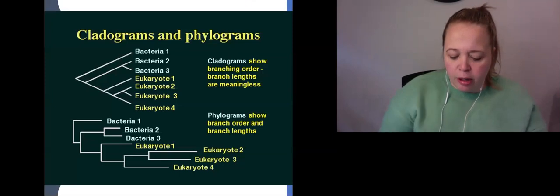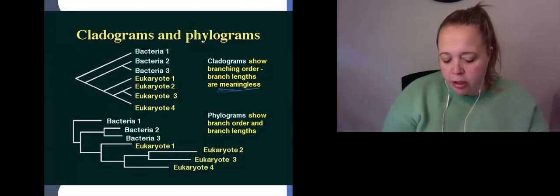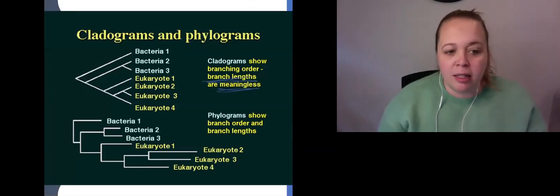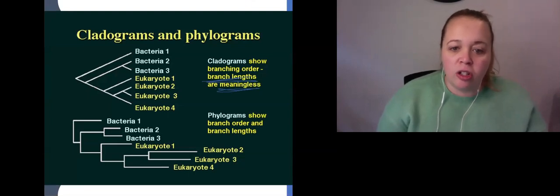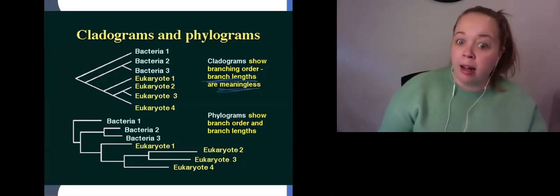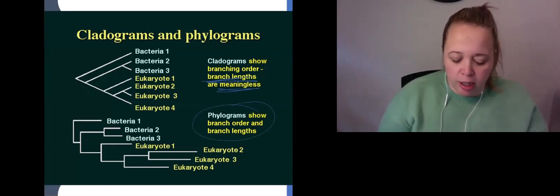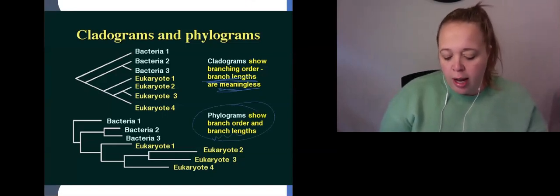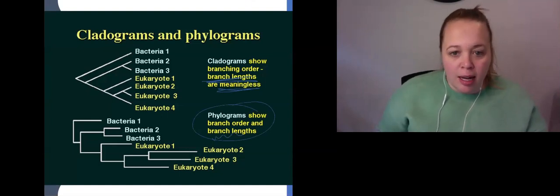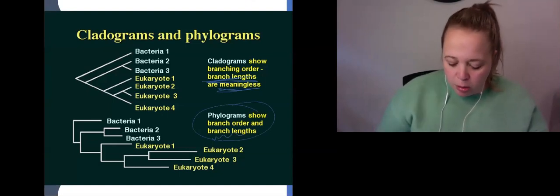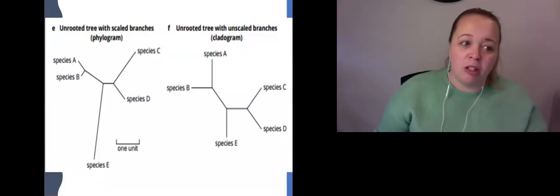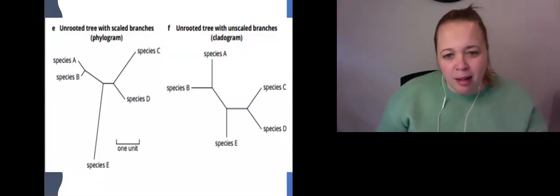So cladograms, I really like this one. The branch lengths are meaningless. It doesn't matter how long they are. They just show what order species split off from each other. Whereas phylograms or phylogenetic trees will actually show accurate time estimates as to how long it's been since two species diverged from each other. You can also occasionally get really weird ones like this.